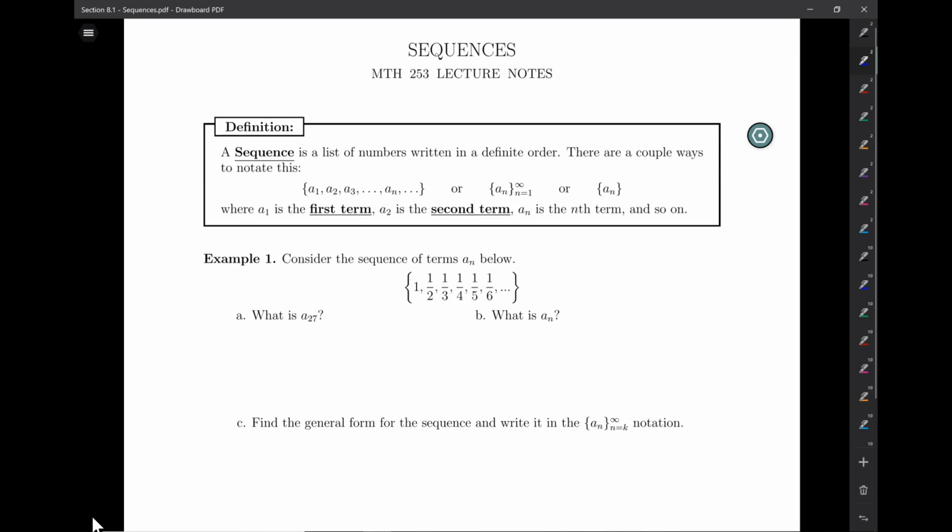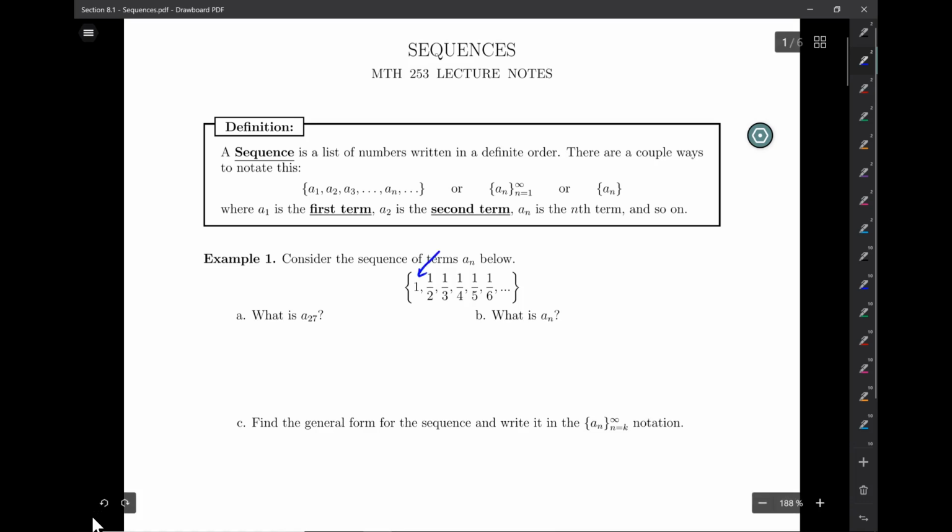Let's go ahead and jump into an example. So let's consider this sequence where it's 1, 1/2, 1/3, 1/4, etc. And a lot of this section is going to be about pattern recognition, especially when you're given a sequence in its more expanded form where you're just seeing every single term of the sequence. We might want to write that in the more condensed closed form. And in order to be able to do that, we have to recognize the pattern that the sequence has.